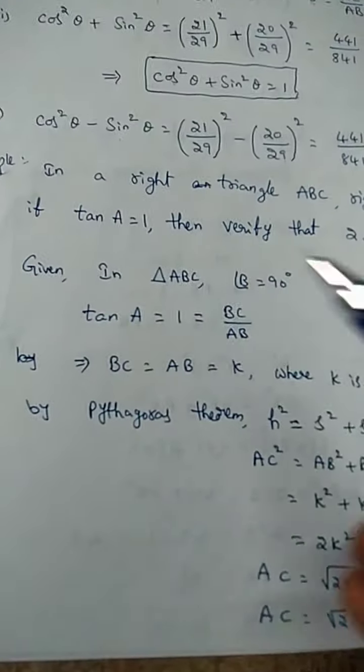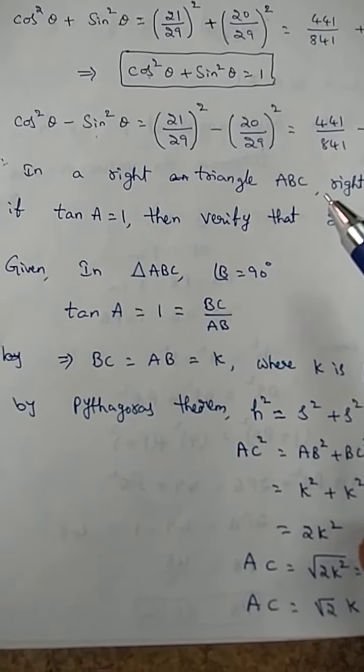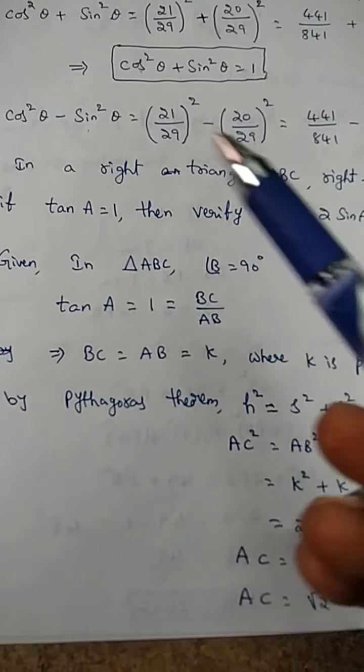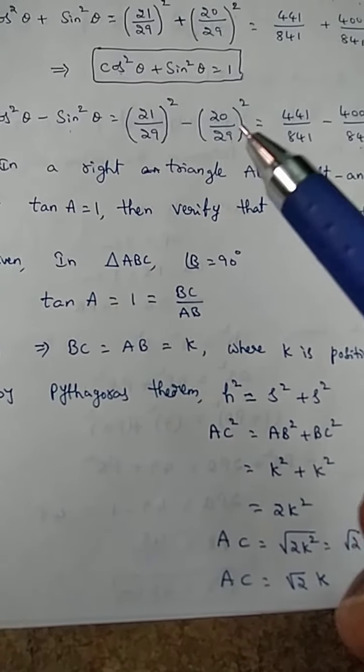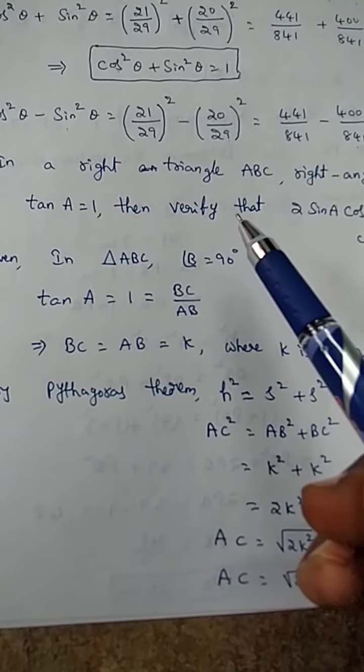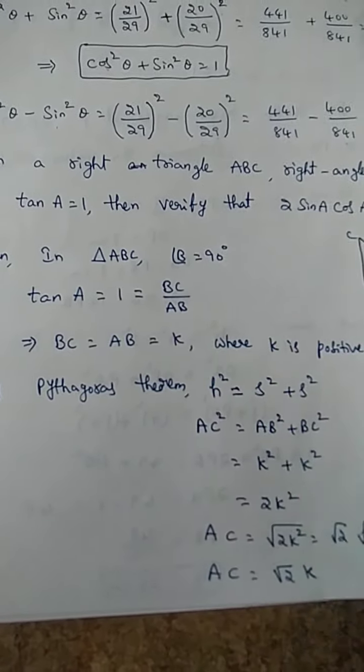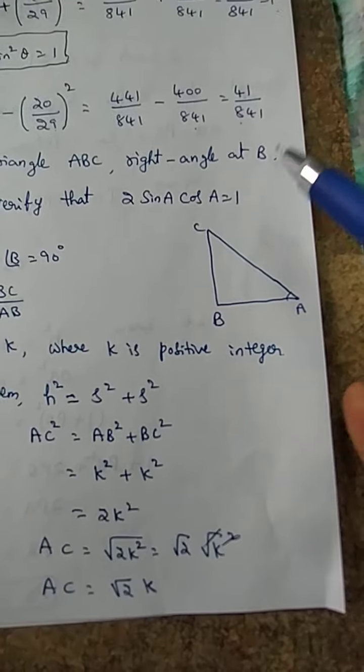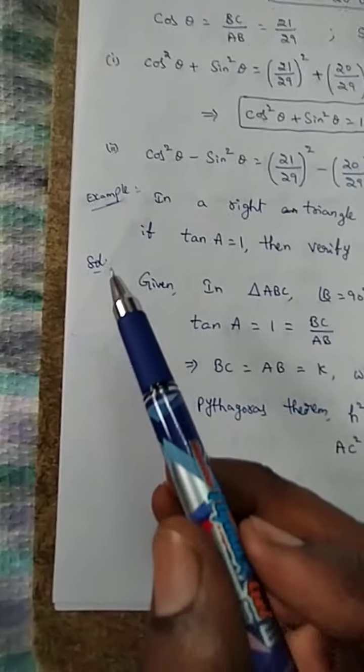The next example: in a right triangle ABC, what's the triangle here? ABC only. It's a right angle triangle. As I already said, in the whole trigonometry chapter, we mostly observe right angle triangles only. So right angle at B. Which is the right angle here? Angle B is the right angle.